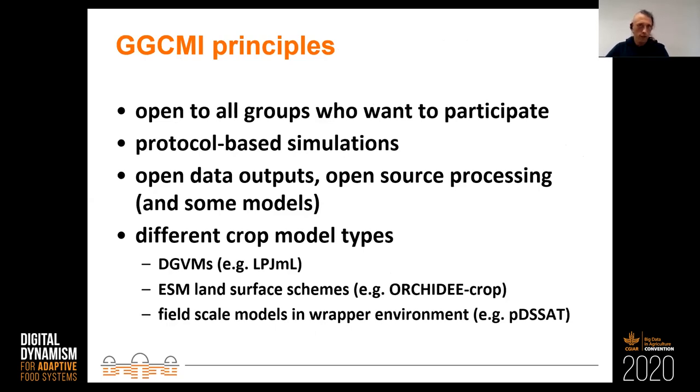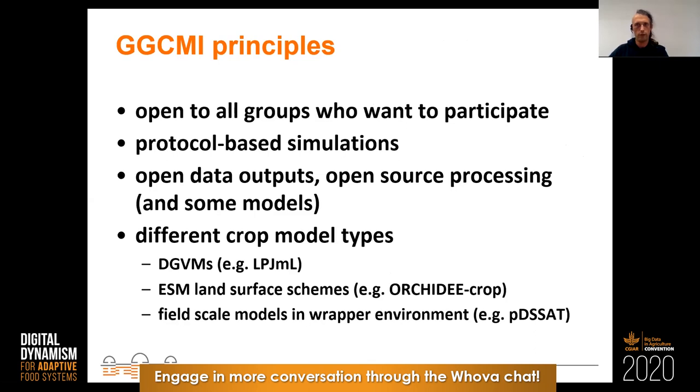The GGCMI principles are, I guess, the same as the AgMIP principles. So all activities are open to whoever wants to participate and has capacity to do so. It's always protocol-based simulations. So there's a document describing what input data, how to use it in which way in your model, and how to process your output data, what format, and so on. All output that's being produced will end up in open archives, so it is available not just for the group doing it, but also to outside collaborators or foreign people who just want to use the data to do whatever they want.